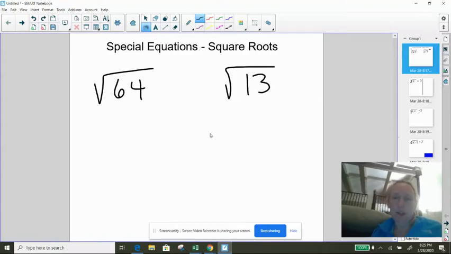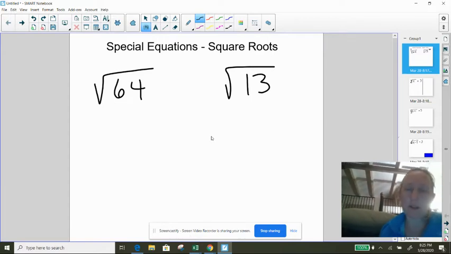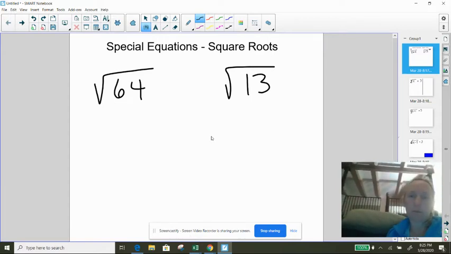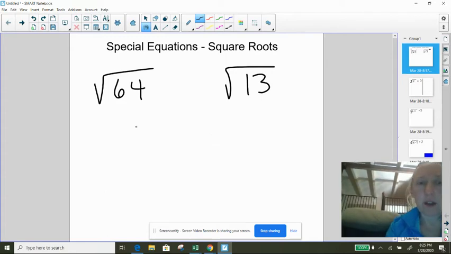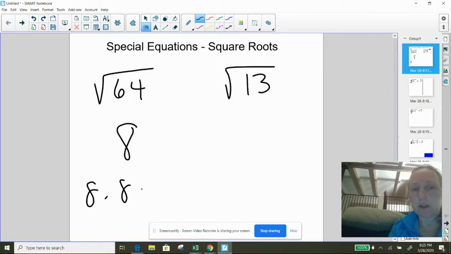Today you're going to learn about your last type of special equations called square roots. So you might remember this symbol from before. The square root of 64, you ask yourself, what number can you multiply by itself to get to 64? And the answer to that is 8, because 8 times 8 is 64.